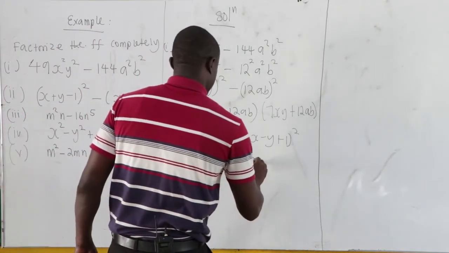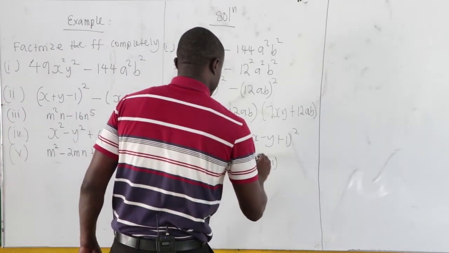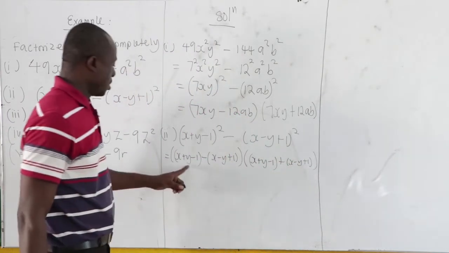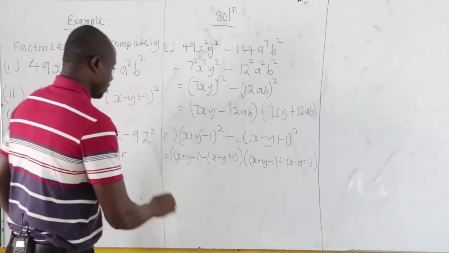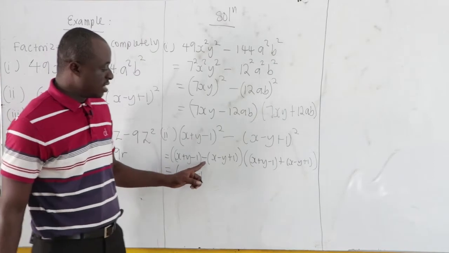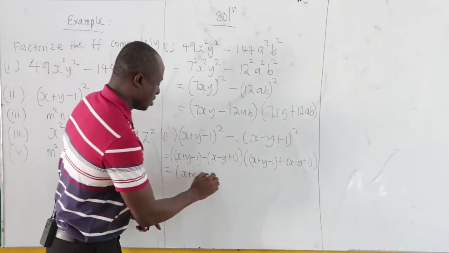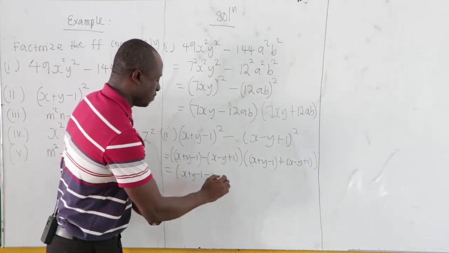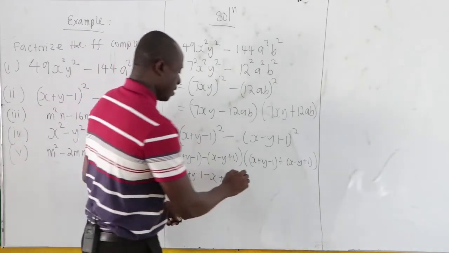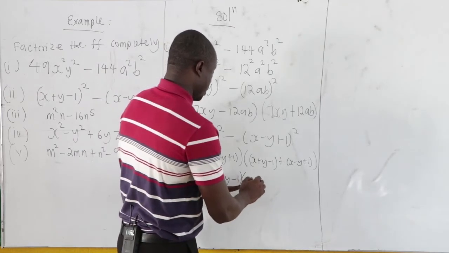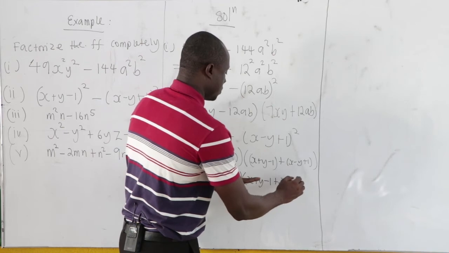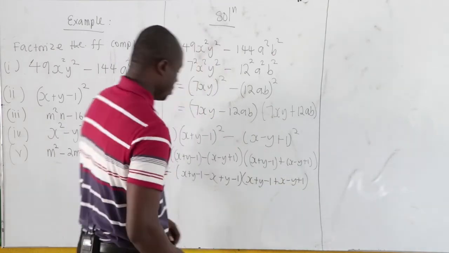And then we have x plus y minus 1 plus x minus y plus 1, so a minus b, a plus b. Now from here we have x plus y minus 1, and this negative is affecting everything here. So that will be negative x, negative and negative, positive y, negative and positive, negative 1. And then from here we have x plus y minus 1, and this will be plus x minus y plus 1, multiplying the 1 through.